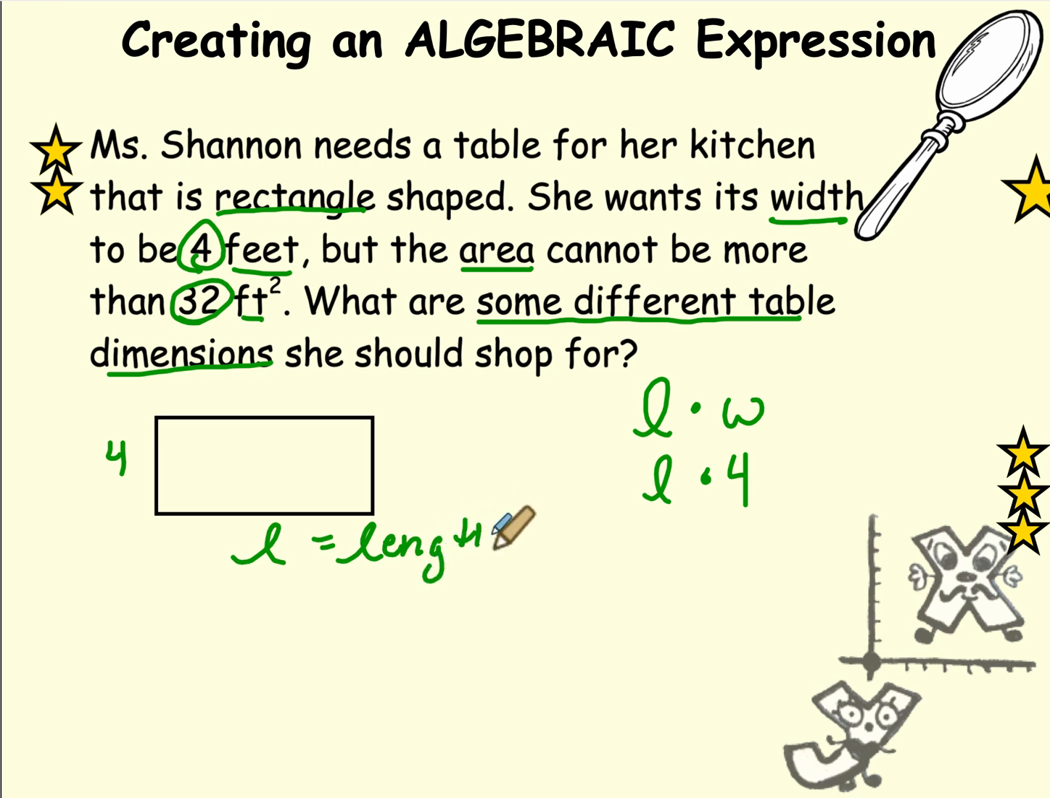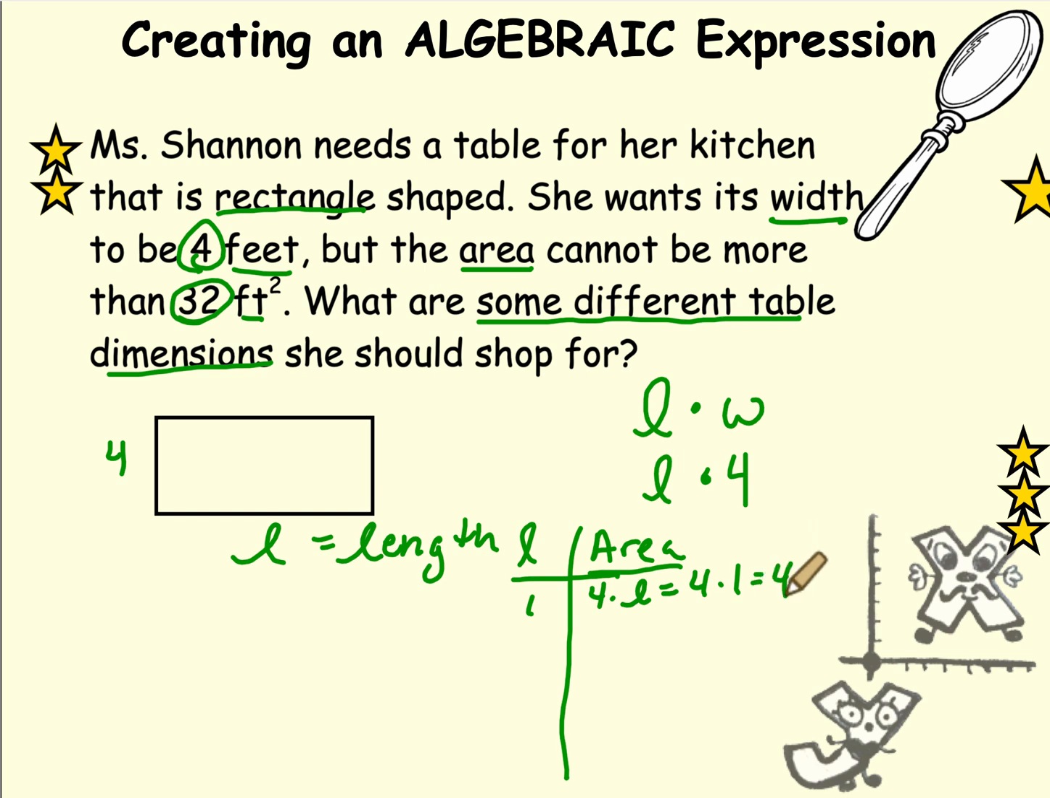So if we use our variable L to be the length, and we're multiplying by 4, we just need that number to not be more than 32. So what are some different dimensions that we could have for our table? We could say, what is the area that we get for the different lengths? Well, if we chose 1 foot, then 4 times the length would be 4 times 1, which is 4.